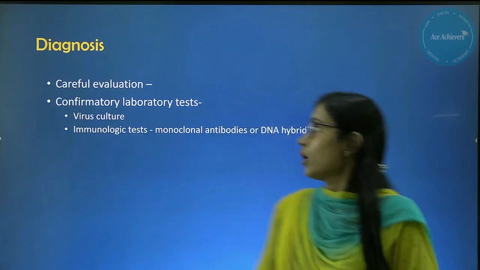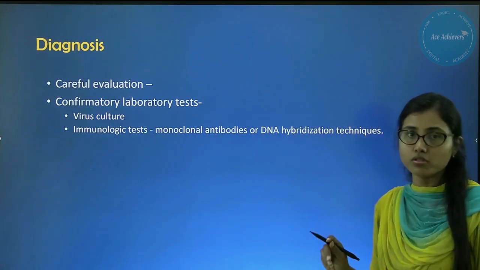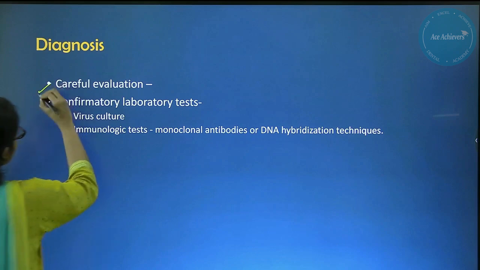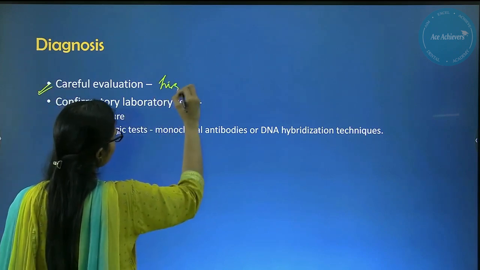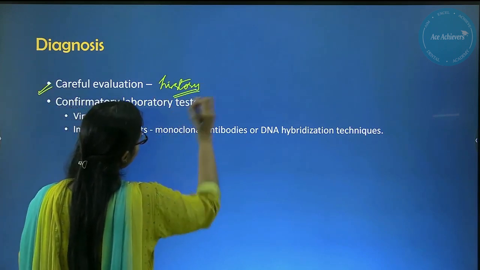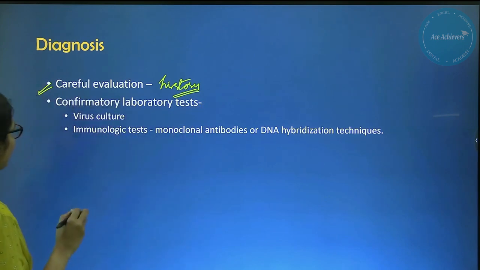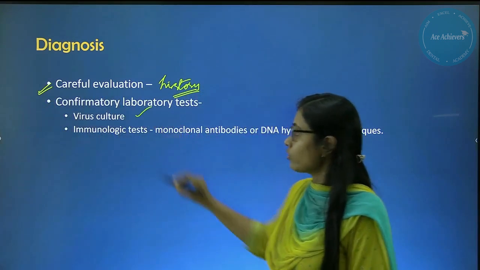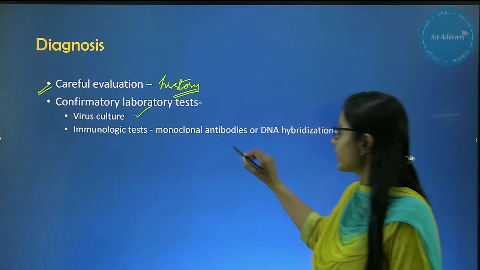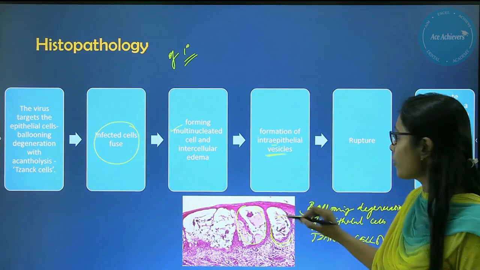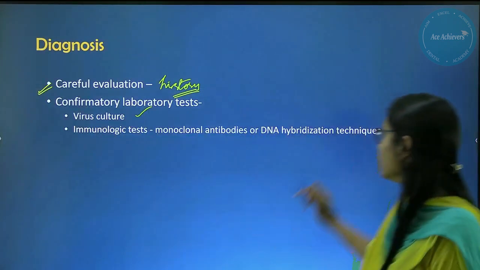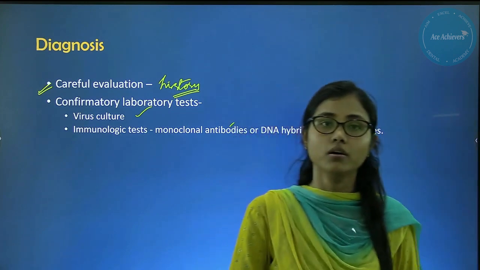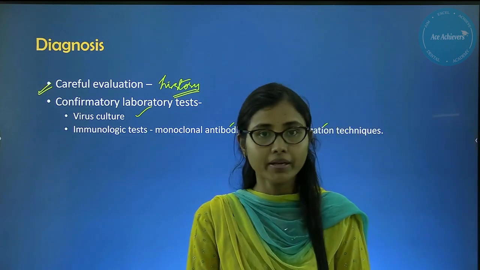Now, how are you going to diagnose this condition? You always have to carefully evaluate the history. Then you have to make all the confirmatory laboratory tests. You can go for the cultivation of viruses, and there are some other immunological tests like detection of monoclonal antibodies, and you can also go for DNA hybridization techniques. These are some of the diagnostic tests for primary herpetic gingivostomatitis.